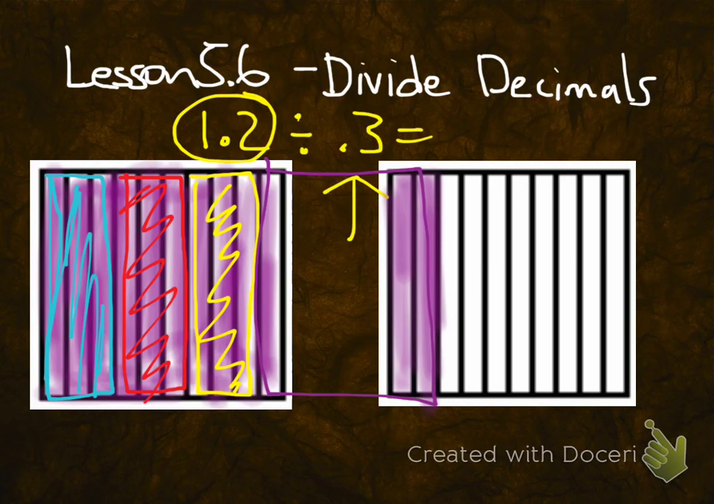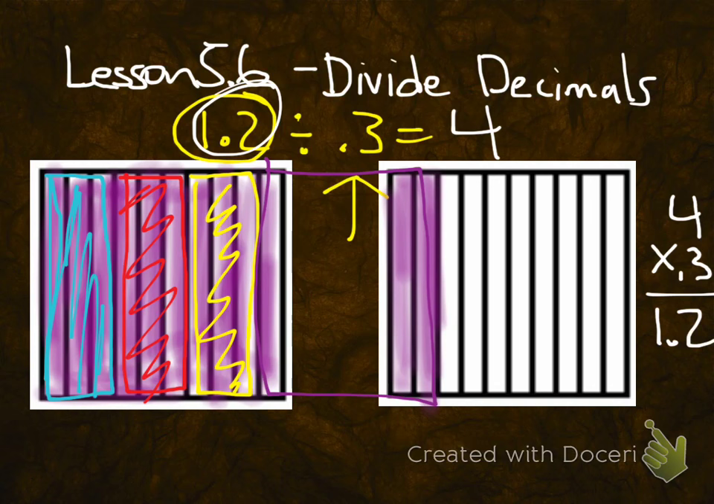So as you could see, in 1 and 2/10 there are 4 groups of 3/10. Therefore, 1 and 2/10 divided by 3/10 equals 4. And I could prove that with my inverse operation. 4 times 3/10 equals 1 and 2/10. So that's how we would model that.